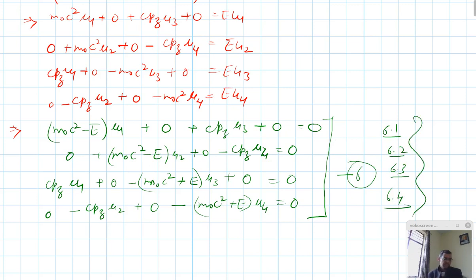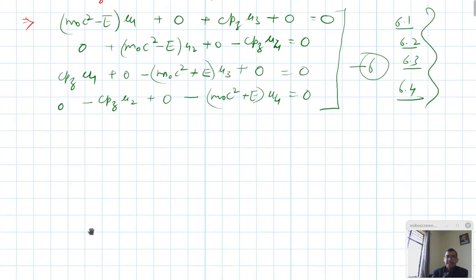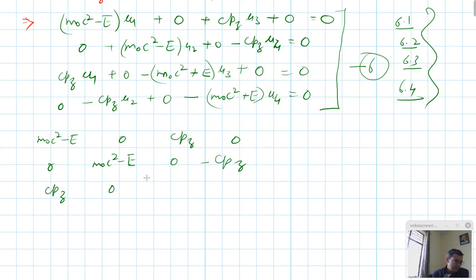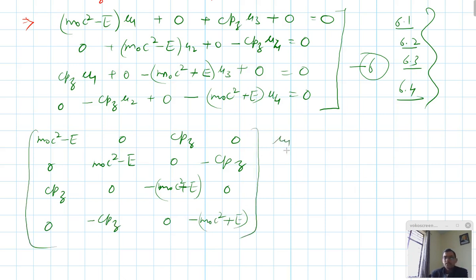And I will use these equations later on, and in the matrix form I can write down this as M naught C square minus E 0 CPZ 0, 0 M naught C square minus E 0 minus CPZ, CPZ 0 minus M naught C square plus E into 0, then it is 0 minus CPZ 0 M naught C square plus E, and it is U1 U2 U3 and U4, it's equal to 0.